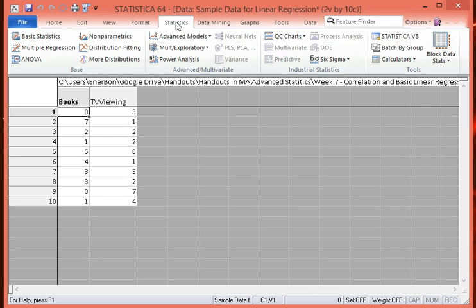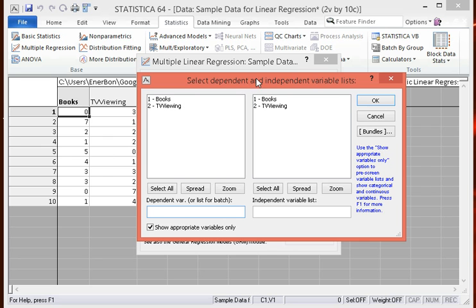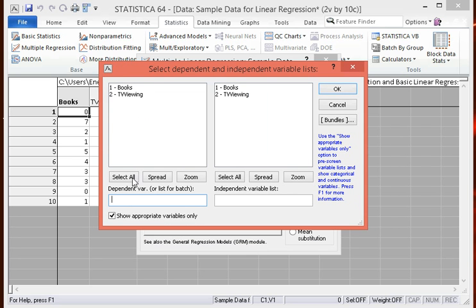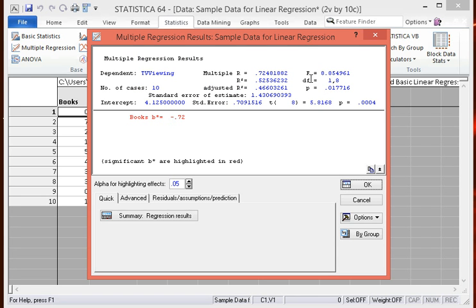To do that, we will do a simple linear regression. We click on Statistics, Multiple Regression. Then we identify our variables. Our dependent variable, the one which we are predicting, is TV viewing, and our independent variable, our predictor, is the number of books read in a year. Let's click OK. Click OK again, and then click on Summary Regression Results.